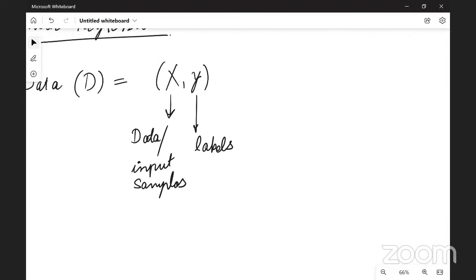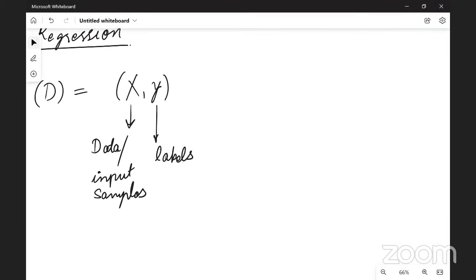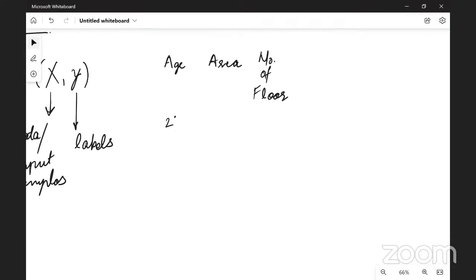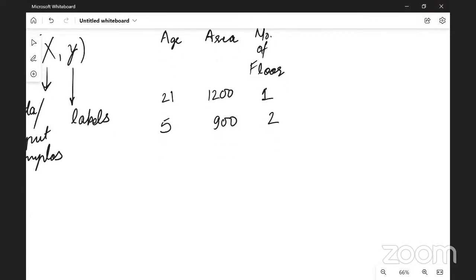So, for example, let's say you have a house price prediction data set. It could be California or some other state. It could have the age of the house, the area, and then the number of floors, and there could be many more. This is just an example. So age could be, let's say, 21 years, area is 1200 square foot, number of floors is 1. There's another one which is very fresh, 5, area is 900, number of floors is 2. Similarly, 10, 1800, the number of floors is 3.